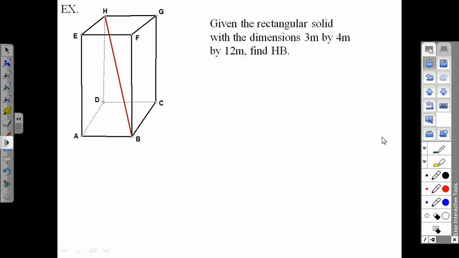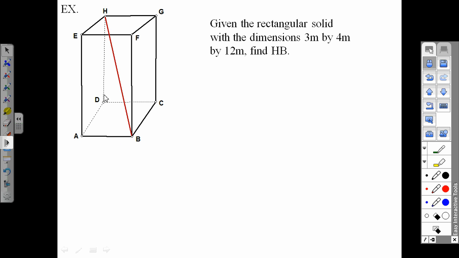Okay, let's do an example. First one, given the rectangular solid with the dimensions 3 meters by 4 meters by 12 meters, find HB. And we can see HB is the diagonal. Now they didn't tell us specifically which one is length, which one is height, and which one is width. And that doesn't matter because they're just 3 dimensions. So we're going to place them wherever we want. So the 3 and the 4, since those are a lot smaller than the 12, I think those are going to go in this spot and this spot. So we have a length and a width.